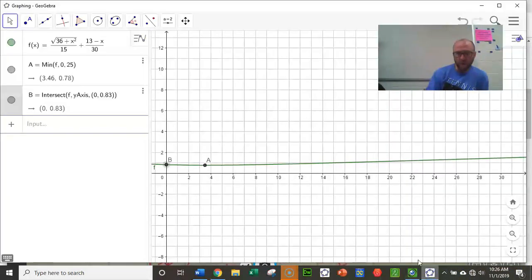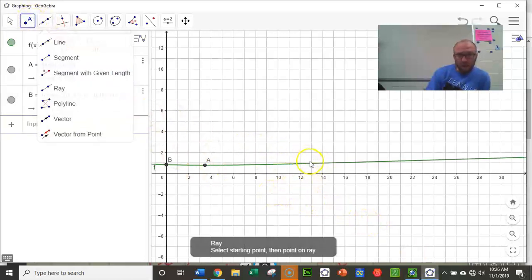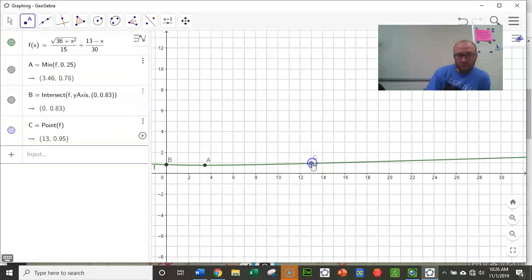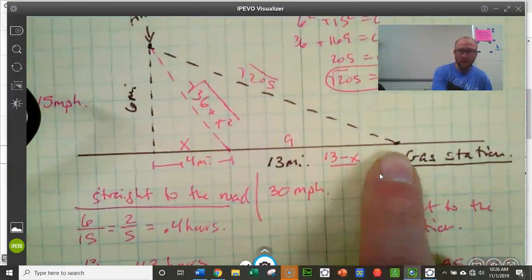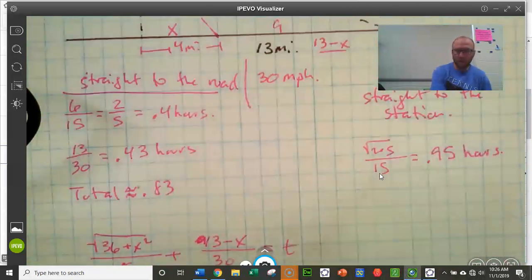And if we drove all the way to the 13, let's go find that. We'll place another point there. Here's 13, right there, so 0.95. So if we drive straight to the gas station, which is 13 miles out, it takes 0.95 hours. Here it is on our graph. So if we drive all the way out to the 13-mile mark, we get 0.95 hours.